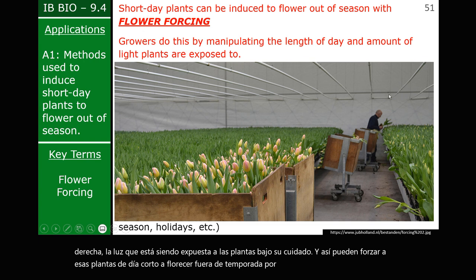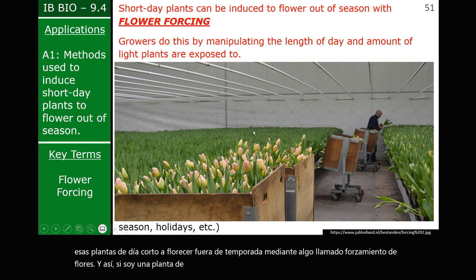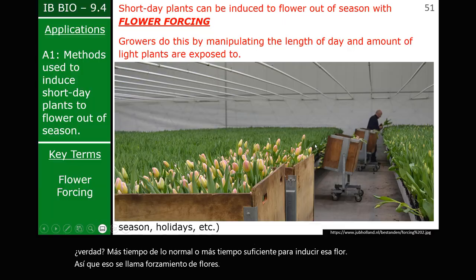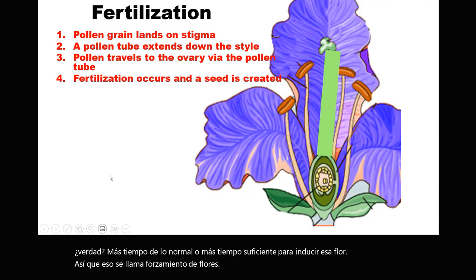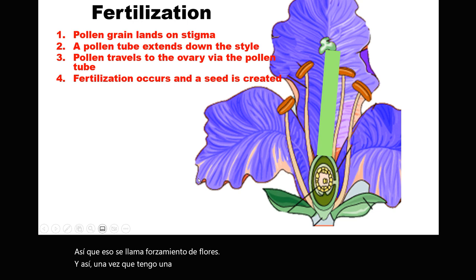And so if I'm a short day plant, I just put it in dark, longer than I normally would, or long enough to induce that flowering. So that's called flower forcing. And so once I have a flower, okay, mommy and daddy flower love each other very much.